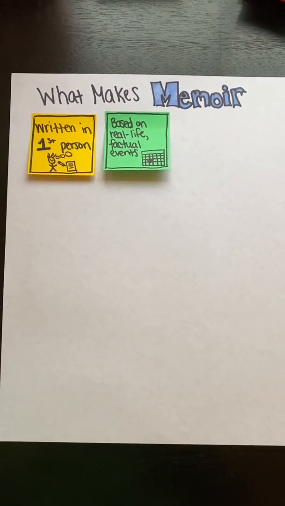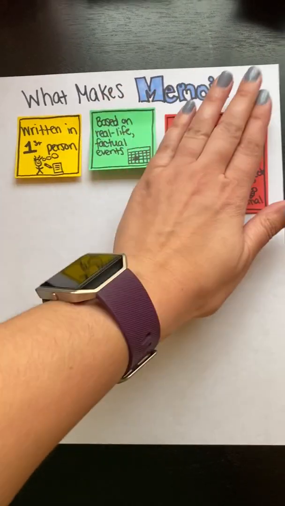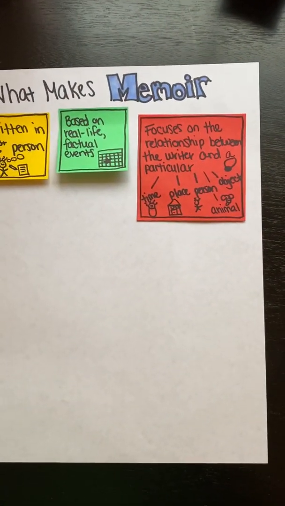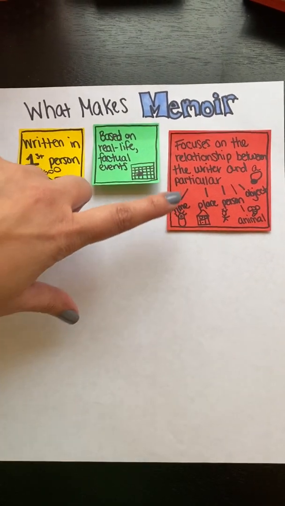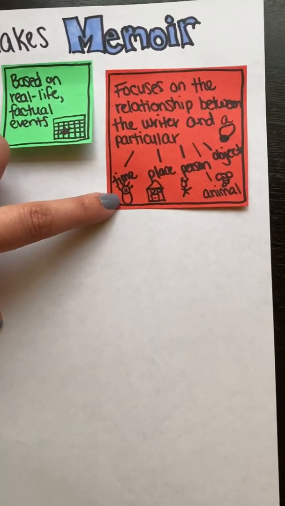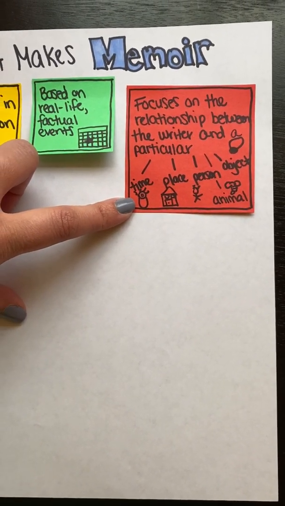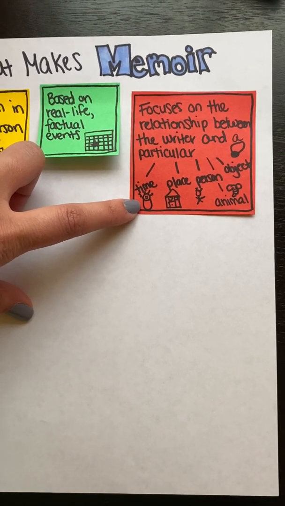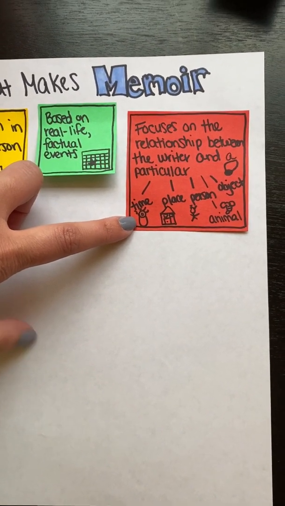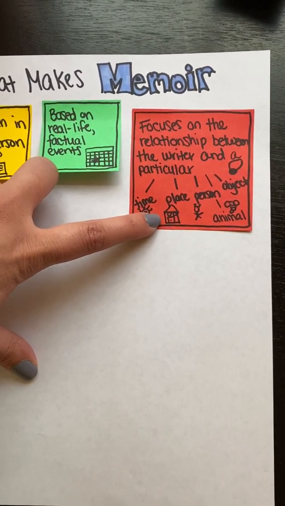And then lastly, a memoir focuses on the relationship between the writer and a particular time in their life. So there's a picture there. I'll zoom in a little bit. There's a picture of a baby there. So maybe they're thinking back to a time when they were younger or a time in their life that was important to them. They might focus on a particular place. So I have a picture of a house here.